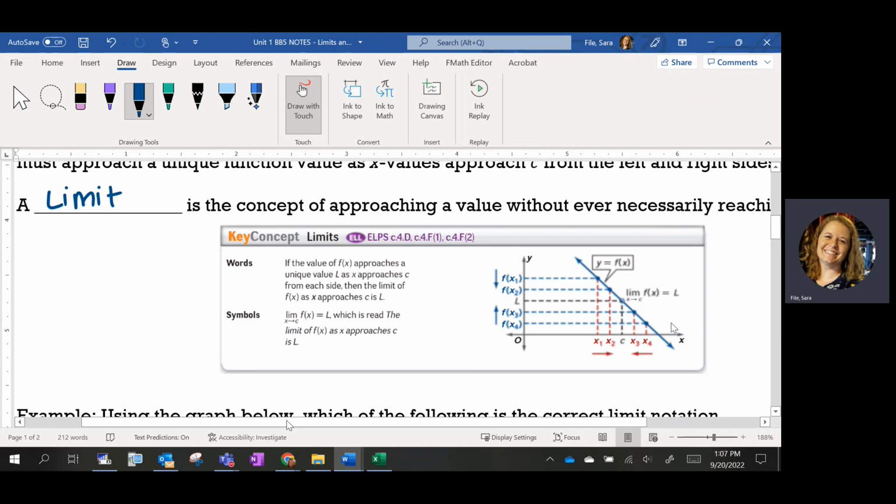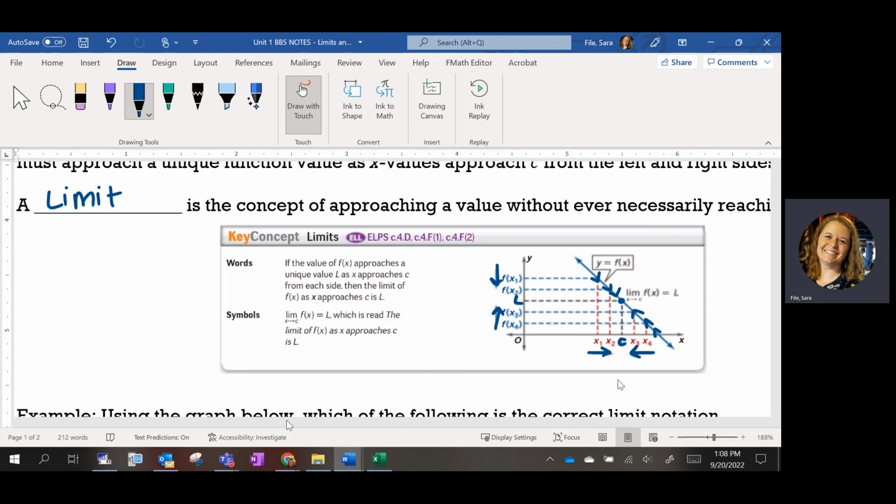You can see that on this graph. The black dashed line is L, and here's c. As we move along from the left toward this point where x is c, or from the right, our y value that we're approaching is L. The y values are both approaching L from the left and from the right. Does that kind of make sense?